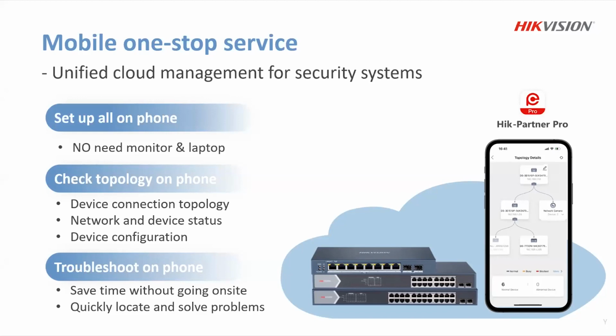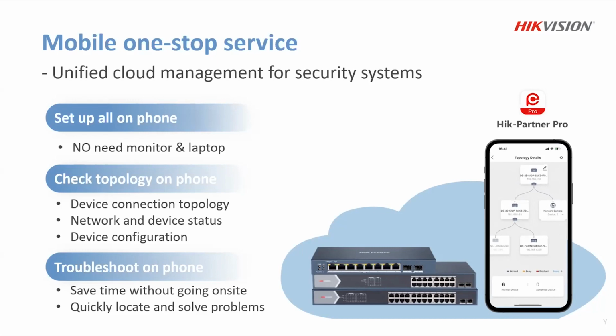You simply want to have your mobile phone pre-installed with the Hik-Partner Pro app, and you must have the ability to connect your phone to the already existing network that you are going to install. So these are the mandatory features. And after that, when you're using these cloud switches, you can get a connection topology of your network.